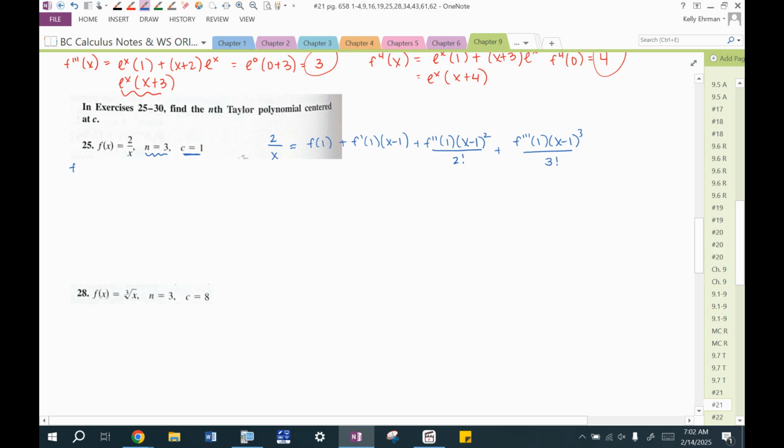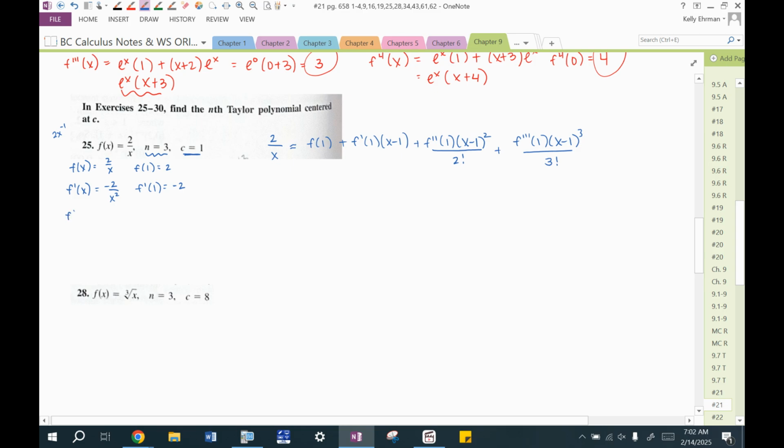All right, so I always begin with f of x is 2 over x, and we're supposed to find f of 1. That would just be 2. What's f prime going to be? Remember, this is 2x to the negative 1. So when you do your power rule, it's going to become negative 2x to the negative 2, or negative 2 over x squared. And f prime of 1 is going to equal negative 2.